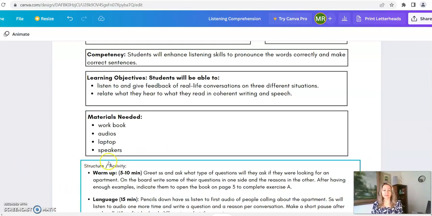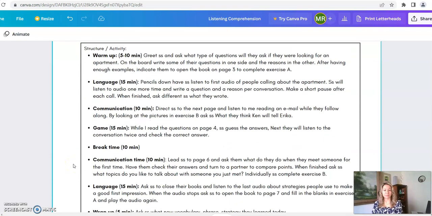The materials we'll need are their workbook, audios, my laptop, and the classroom speakers. Next, the activities.